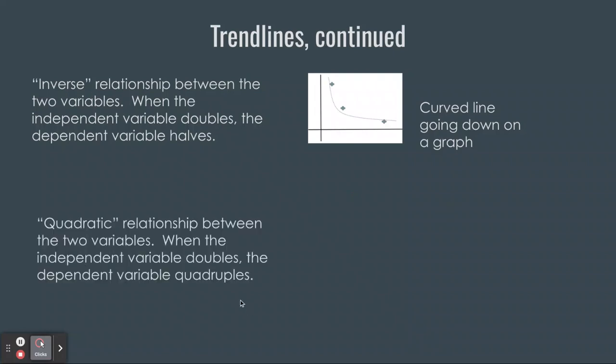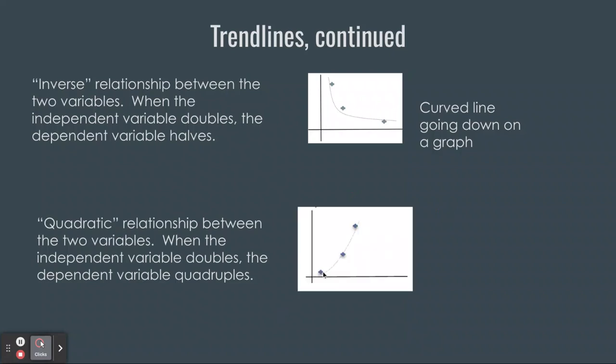And the last one, the quadratic relationship between two variables. Remember, I said in the last video that this is really rapid growth. This is kind of how that looks. So when the independent variable doubles, the dependent variable quadruples, and you get this kind of upward curved line, or curved line going up on a graph.